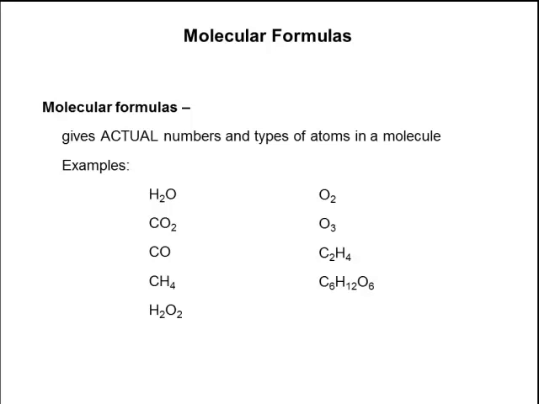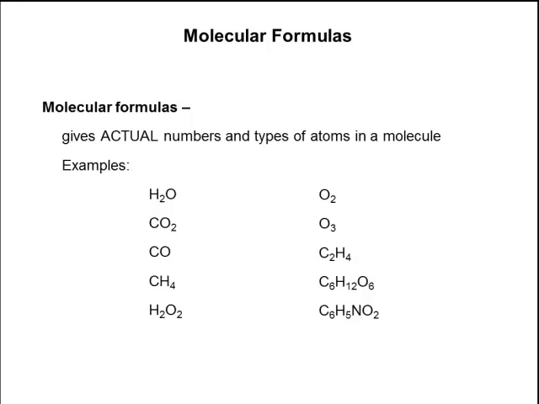C6H12O6, 6 carbon atoms, 12 hydrogen atoms, 6 oxygen atoms. C6H5NO2, 6 carbon atoms, 5 hydrogen atoms, 1 nitrogen atom, 2 oxygen atoms. So I think you get the basic idea. These are molecular formulas. What we see is the actual numbers and types of atoms in the molecule.